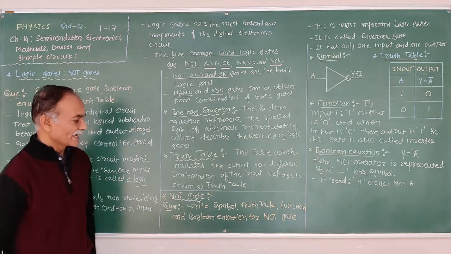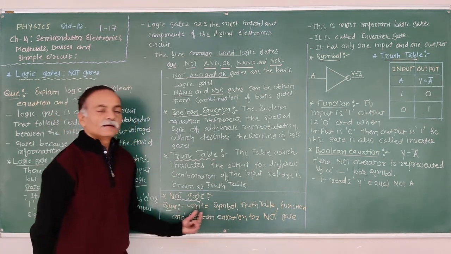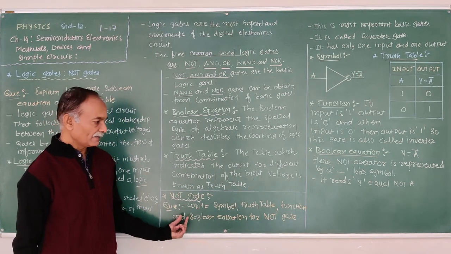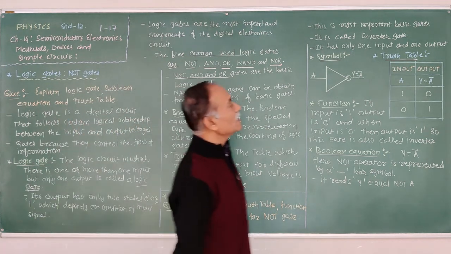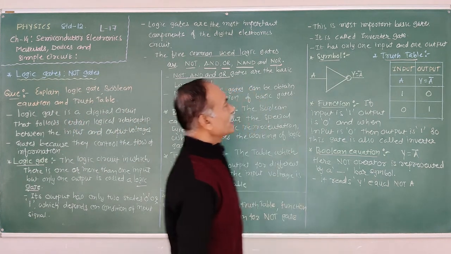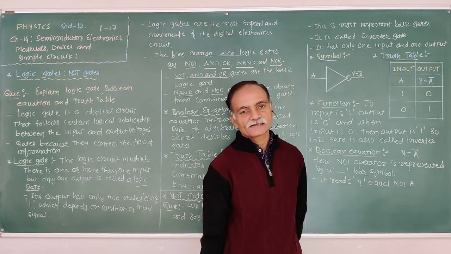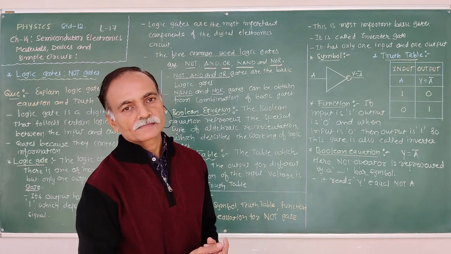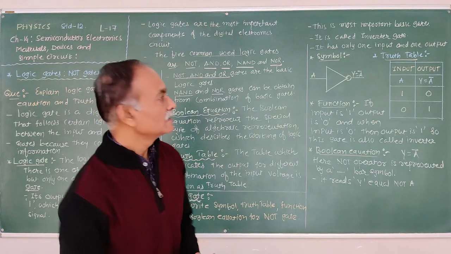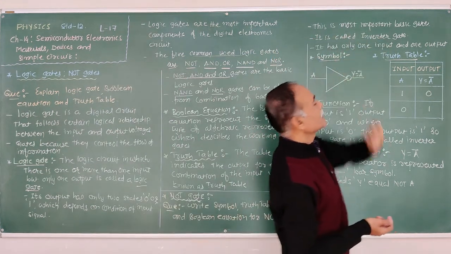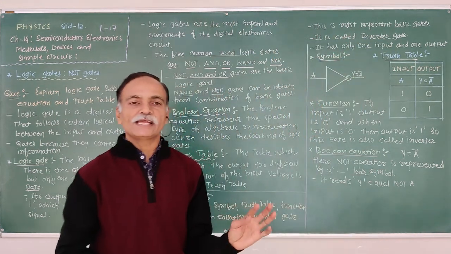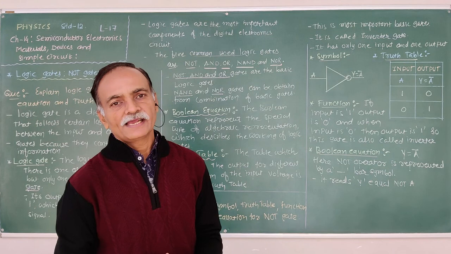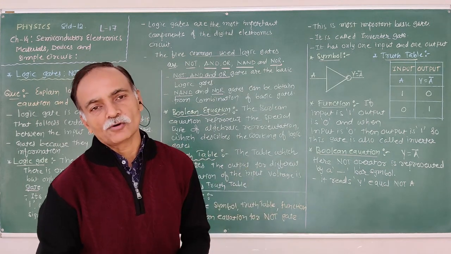Now, the NOT gate. Write the symbol, truth table, function, and Boolean equation for the NOT gate. The NOT gate is the most important basic gate. It is also called the inverter gate. The NOT gate has only one input and one output. That is a very simple logic gate.